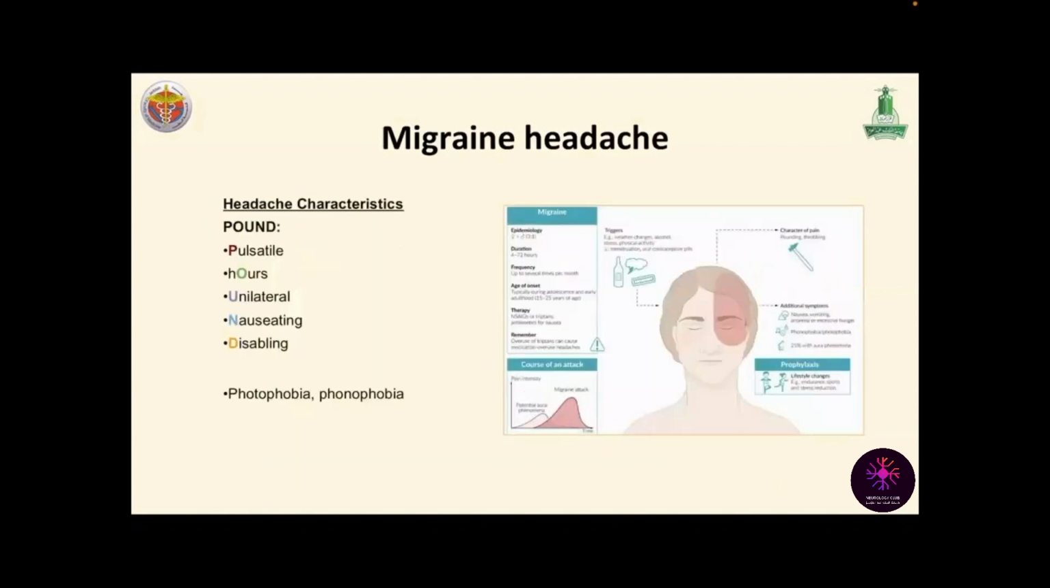For the characteristics, they can be summarized in the mnemonic POUND. The headaches tend to be pulsatile in nature. They extend from hours to days if left untreated. They're usually unilateral in location, associated with nausea and vomiting, and they tend to be disabling. Also, they could be associated with phonophobia and photophobia.